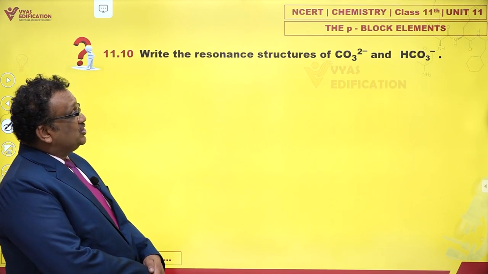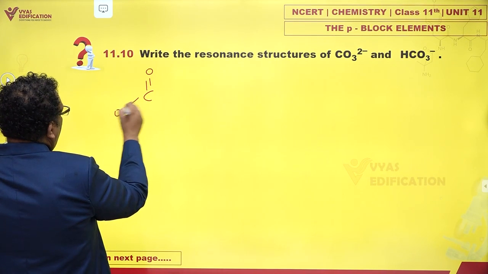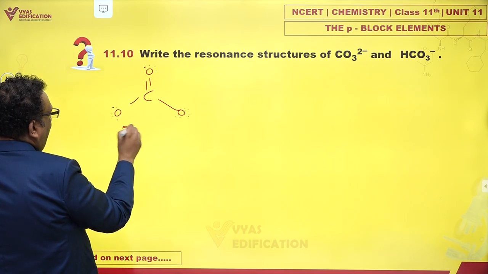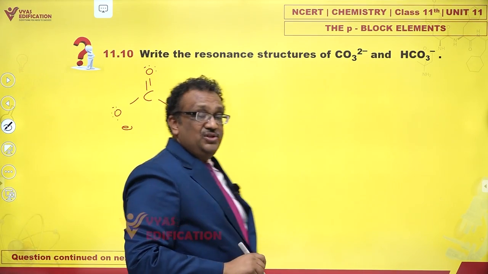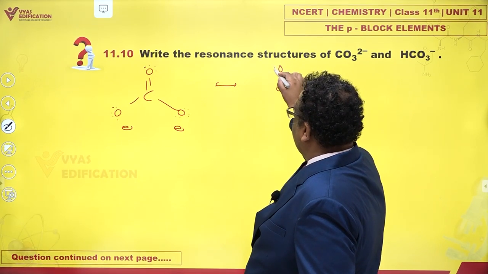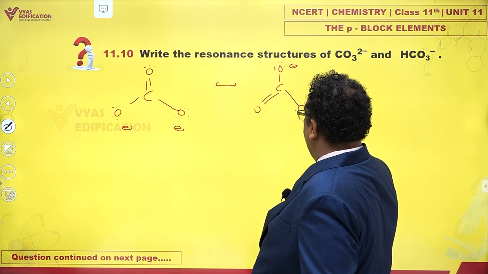Write the resonance structures of carbonate and bicarbonate. Beautiful. Carbonate ions are very striking. They have this resonance structure, and there is no special greatness attached to the top atom like this.